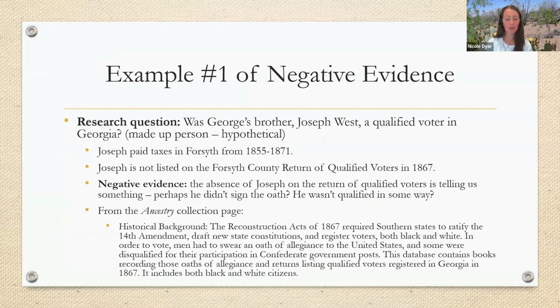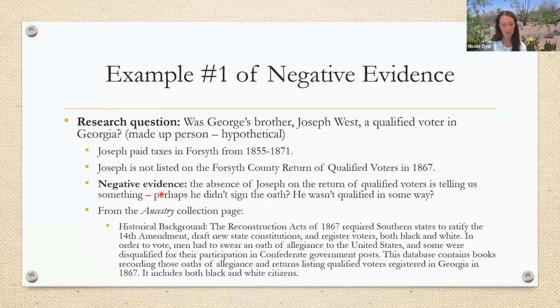Now let's do an example of negative evidence using the same document with the hypothetical brother of George, who I made up, Joseph West. Let's say our research question was to find out, was George's brother Joseph West a qualified voter in Georgia in 1867? Let's say that we found Joseph paying taxes in Forsyth County from 1855 to 1871, but then we didn't find Joseph listed on the Forsyth County return of qualified voters in 1867. The absence of Joseph from that record gives us negative evidence.